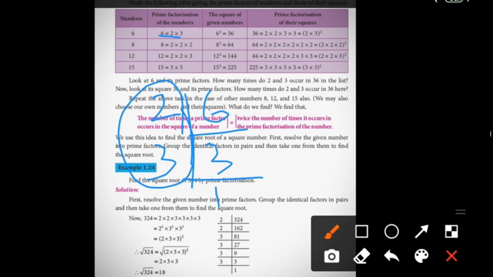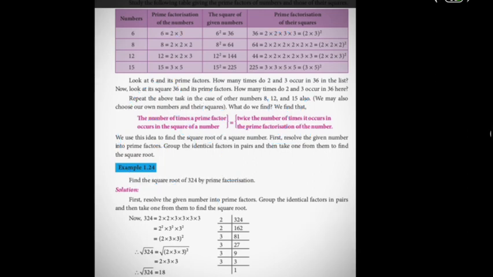That is 2 into 3. Here, some values: the square of the given number. 6 6s are 36. What is the prime factorization of 36? Here 2 into 2 into 3 into 3. So that is 2 into 3 whole square. That is here also 2 into 3 whole square. That is double.